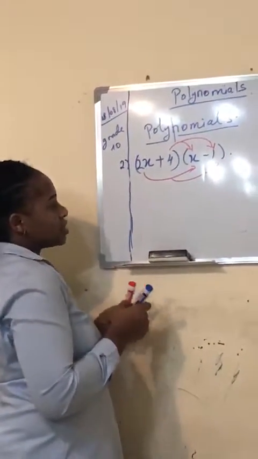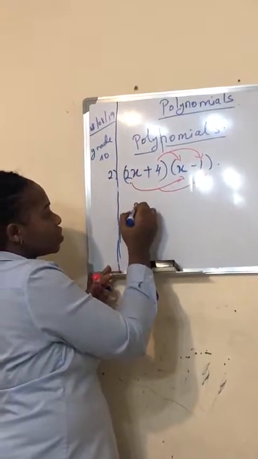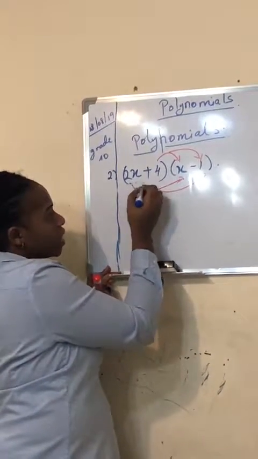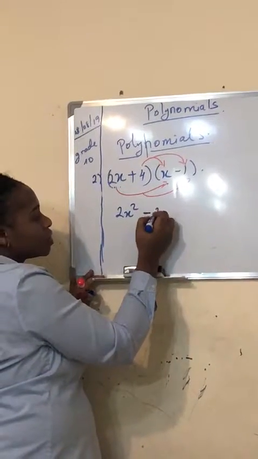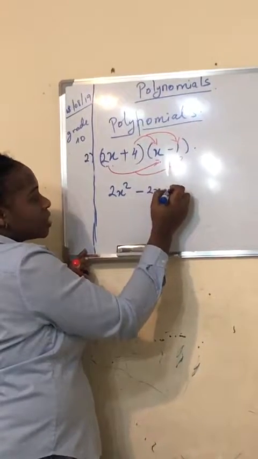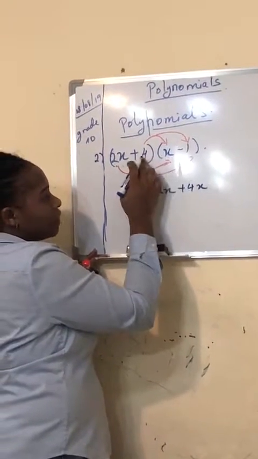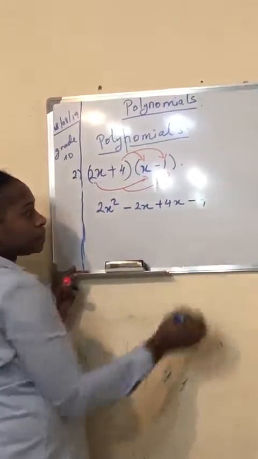So we write our answer. We have 2x multiplying x, this gives us 2x squared. 2x multiplying negative 1 gives us minus 2x. 4 multiplying x gives us plus 4x. And 4 multiplying negative 1 gives us minus 4.